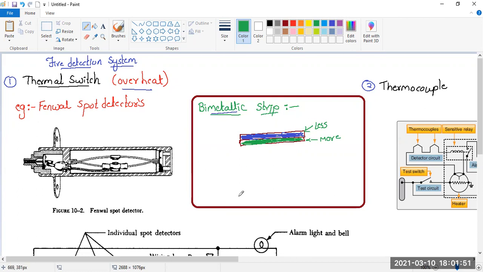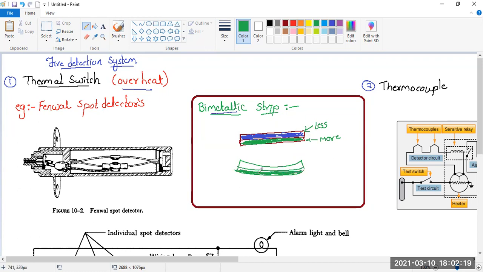And if you heat this, the bimetallic strip will bend. Why will it bend? Because the one on the top side, the blue one, will expand less, whereas the one on the bottom side will expand more. So this strip bends and forms a shape like this. Let us complete this diagram. So it will bend and form some shape like this.